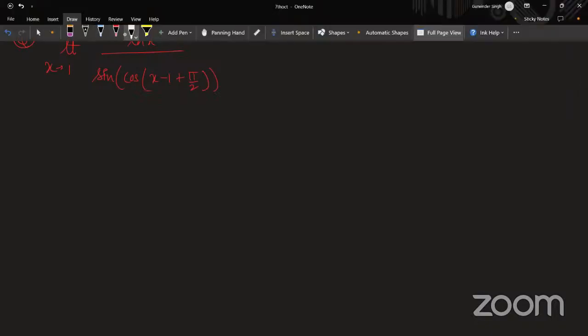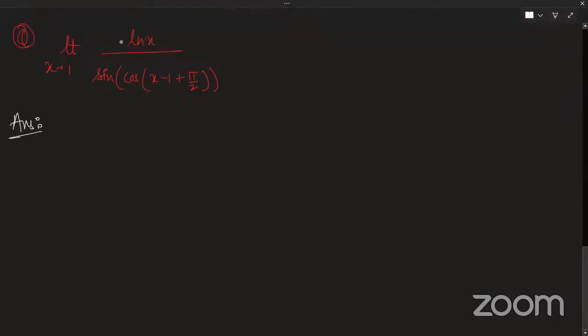So you have got limit x tends to 1 of ln x divided by sine of cos of x minus 1 plus pi by 2. Can you tell me which form of limit is this? I want you to solve it using obviously L'Hopital's rule, chain rule. Can you just tell me which form of limit is this?